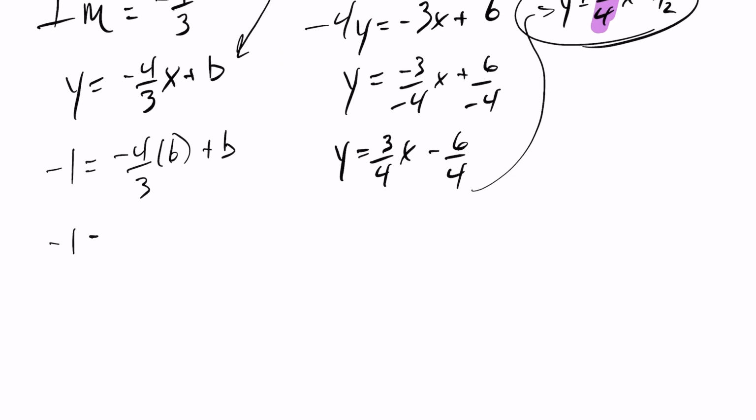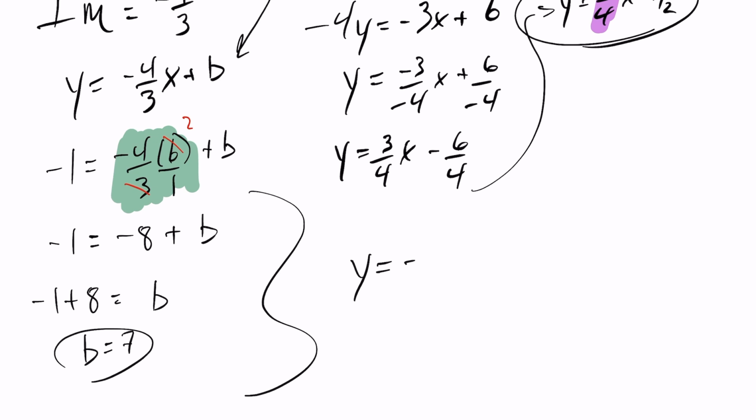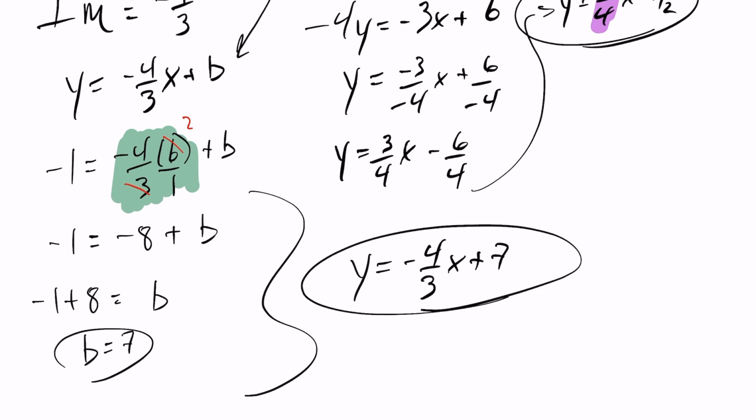So continuing this up here, we've got to compute here -4/3 times 6. Now this is over 1. So when we reduce this, 6 over 3 is 2, and this ends up being -8 plus b. And I want to solve for b, so I'm going to go ahead and add 8 to both sides of the equation, and I get b is 7. So putting this all together, the equation of this line is y is -4/3 x plus 7. Let's take a look at another.